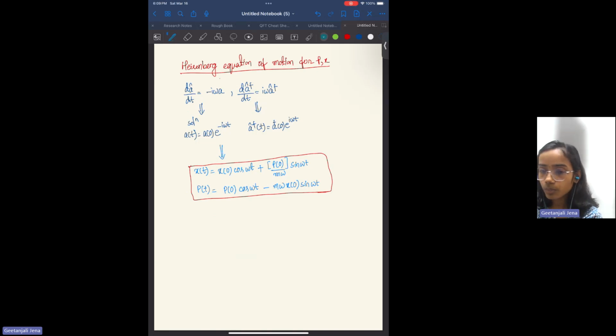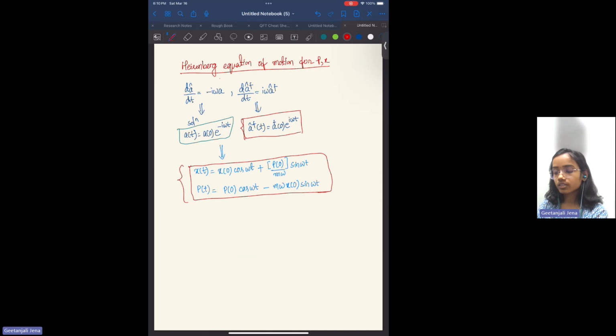Let's say for the lowering operator, it changes according to this equation, which is given by a(t) = a0 e to the power minus i omega t. Now, for the raising operator, it evolves in time in this manner, which is given by a dagger 0 e to the power i omega t. So by using the expressions for the lowering and raising operators, you can easily find out how the position and momentum of any particle change with respect to time.